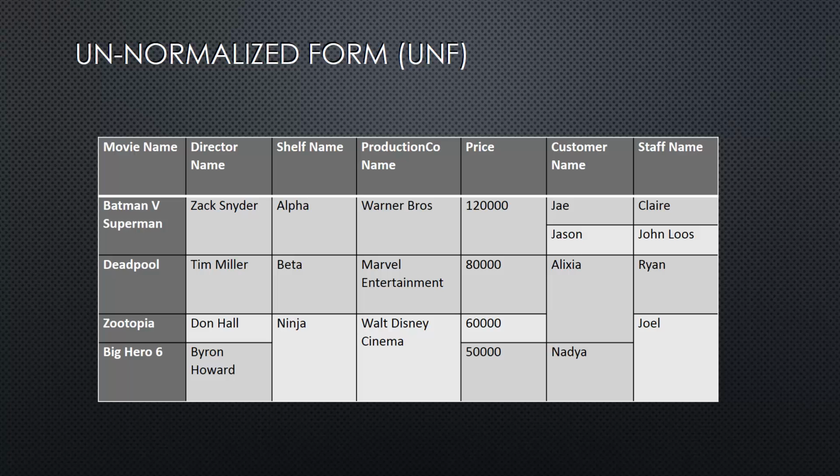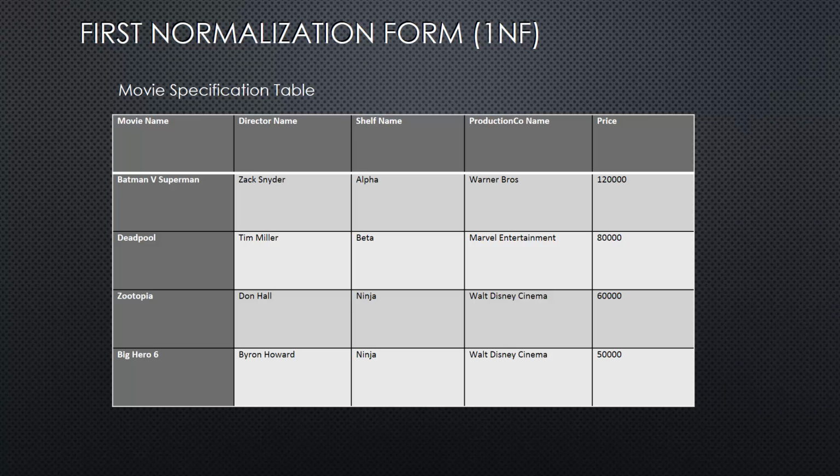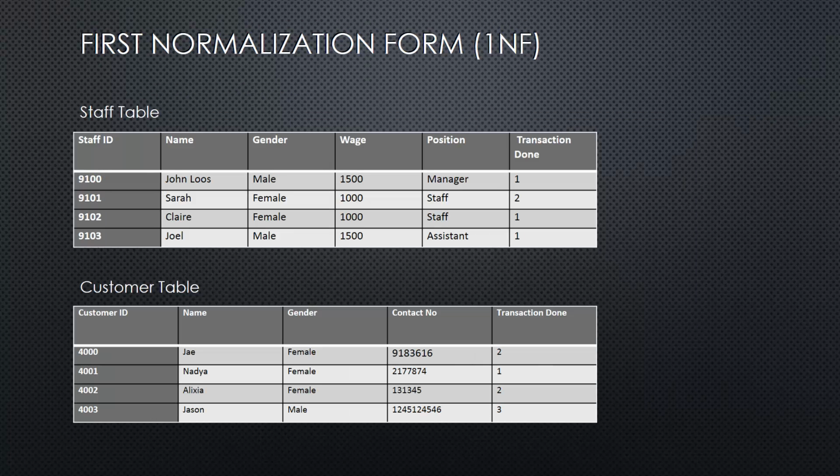Now let's take a look at the first normalization form, or the 1NF. Firstly, I removed the customer name and the staff name from the movie specification table. The movie specification table is just a table to describe the movies, which is why we can see the director name, shelf name, the production company name, and their price. I separated the staff and customer into two different tables. The staff table stores a proper record of the staff, and the customer table stores the proper record for the customer. However, this is not sorted fine as of yet, because it will still create a confusion if one director can direct many movies. This will create a redundancy.